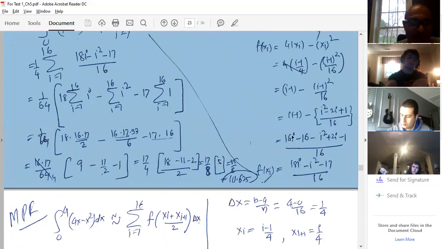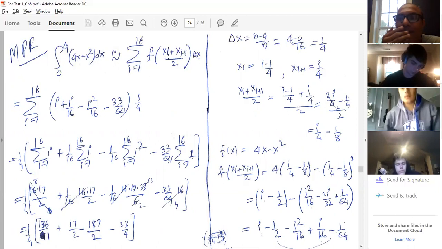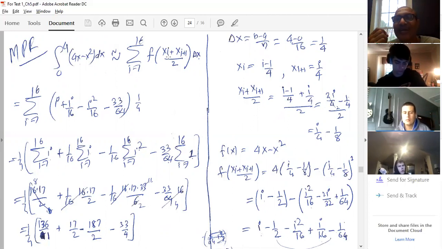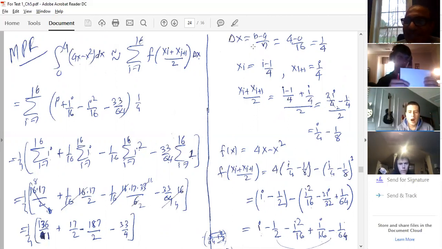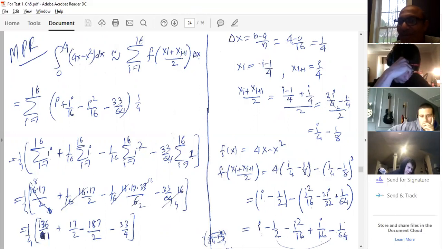Anyway, guys, let's start with the midpoint rule. The midpoint rule says that the integral of f(x) equals x minus x square dx, and f of (xi plus xi plus 1) by 2 times delta x, right? Delta x is b minus a over n, that is 1/4, the common thing. Xi, we figured out, is I minus 1 by 4. Agree? Yes or no?